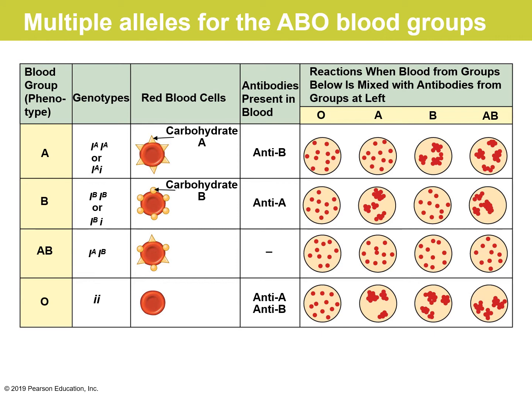If you look at the third column, which shows you the presence of the carbohydrates or the antigens on the surface of the red blood cell, you see for blood group A, there is this triangular carbohydrate A. For the blood group B, there is a circular one, and for the AB, there is both the triangular and the circular one. Now, for a person to be of O blood group, there is neither A nor B. So this is the absence of A and B. You don't see any carbohydrates on the surface of the red blood cell.